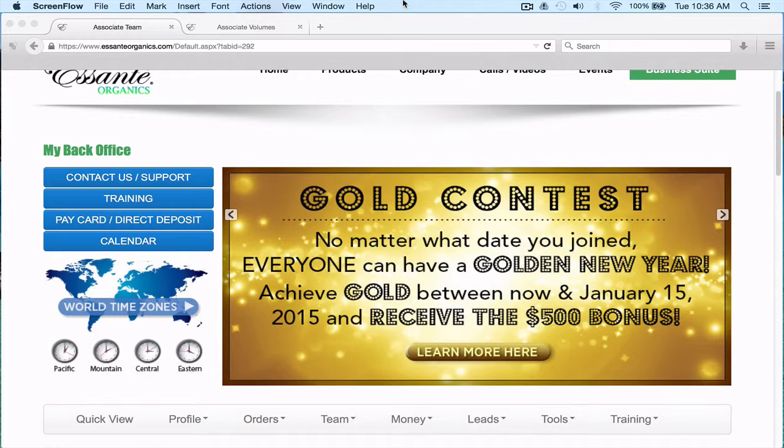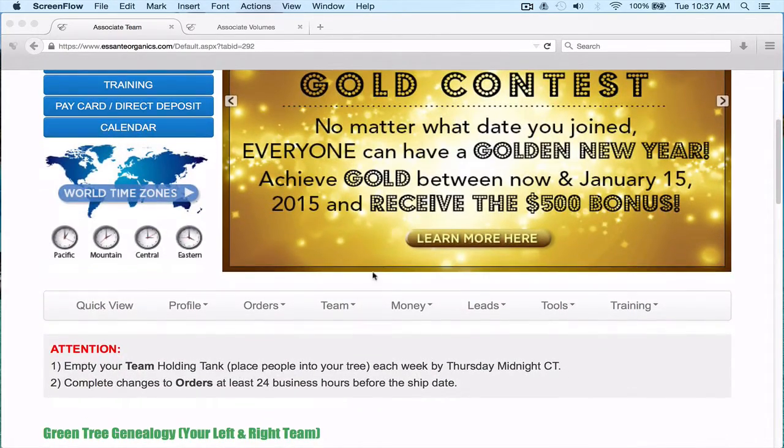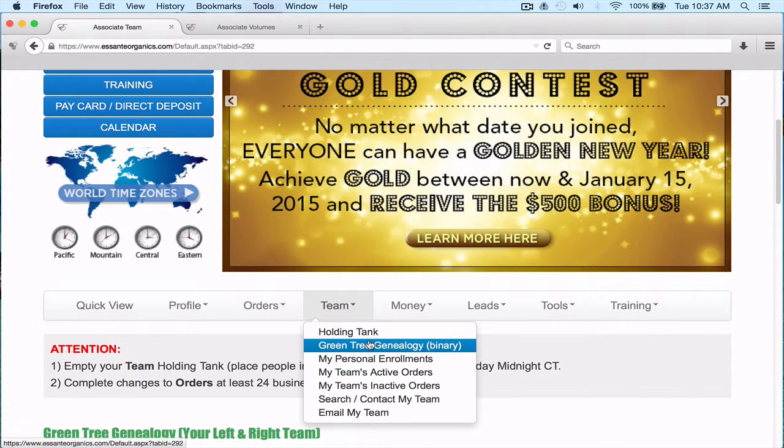So let me give you an example. Let's pretend like we're logging into your back office. Here we are. And as we're logged into your back office, the first place that perhaps you're going to look at is by clicking on Team, and then you're going to go to Green Tree Genealogy. After you do that, this is probably what you're going to see.